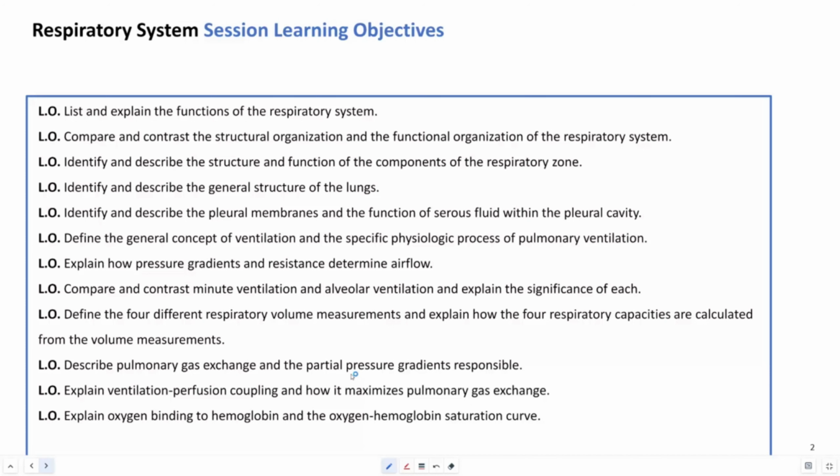describe pulmonary gas exchange and the partial pressure gradients responsible, explain ventilation perfusion coupling and how it maximizes pulmonary gas exchange, explain the oxygen binding to the hemoglobin and the oxygen hemoglobin saturation curve.